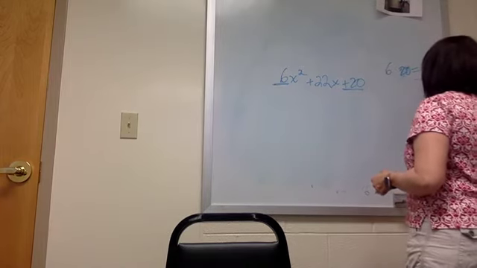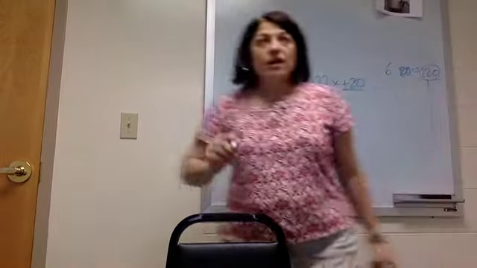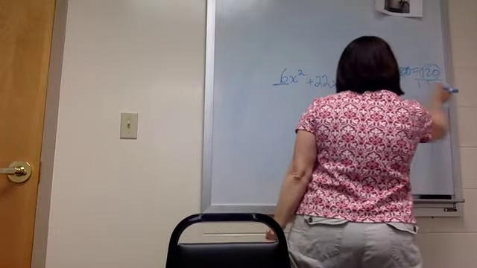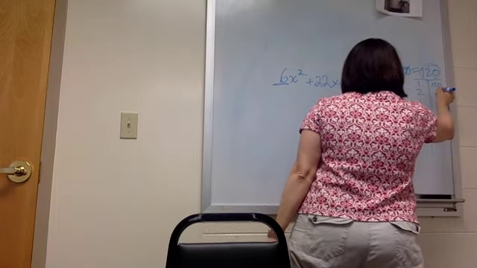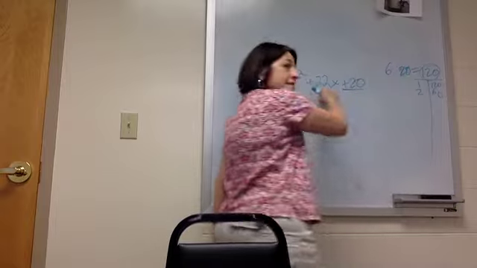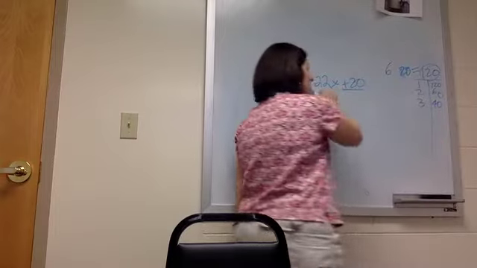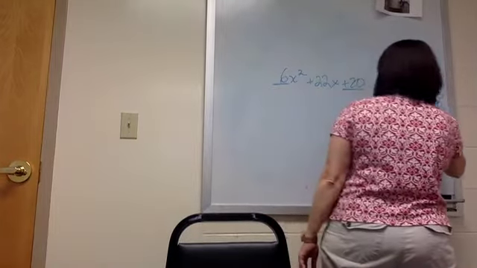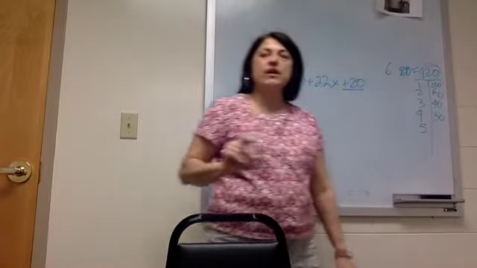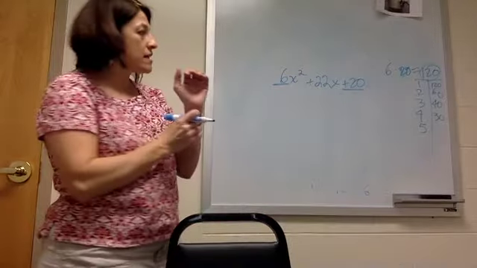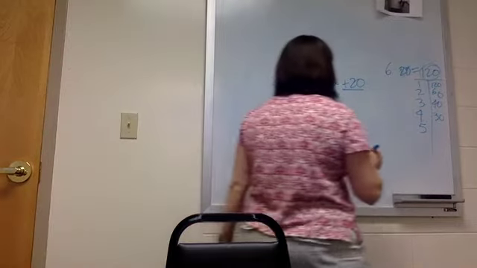120. So you're looking at factors of 120 that combine into 22. So that's going to be 1 and 120, that's not going to be good. 2 and 60, that combines into 62, so that's not any good. So 3 and 40, that's 43. What about 4? 4 and 30. What about 5? How many times does 5 go into 120?